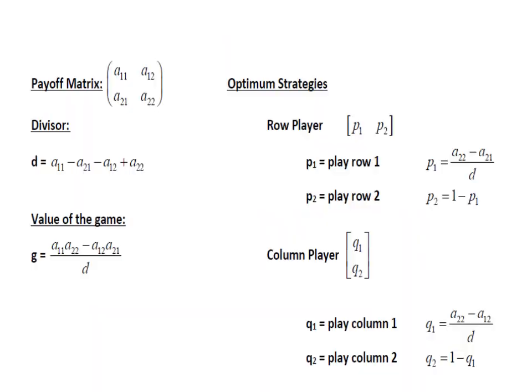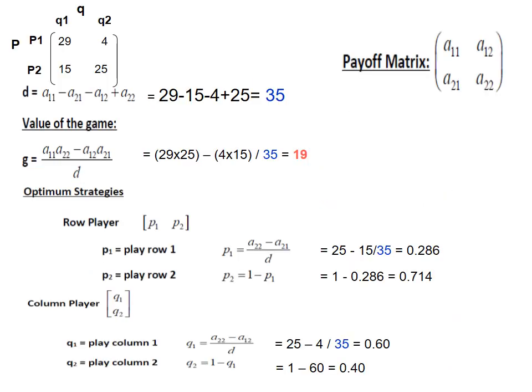This is another type of solution. We can use the payoff matrix A11, A12, A21, A22, which mean A11 is the first row with the first column, A12 the first row with the second column, A21 the second row with the first column, A22 the second row with the second column. We will use this payoff matrix with the example.